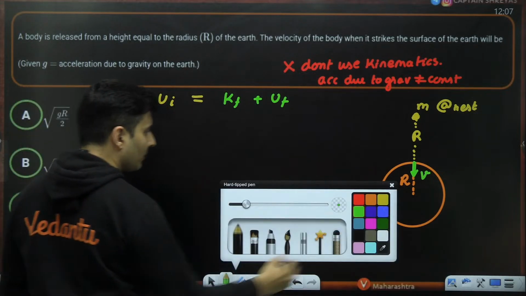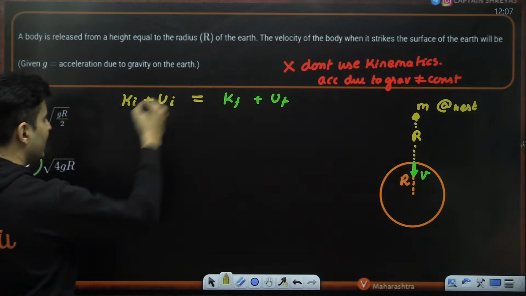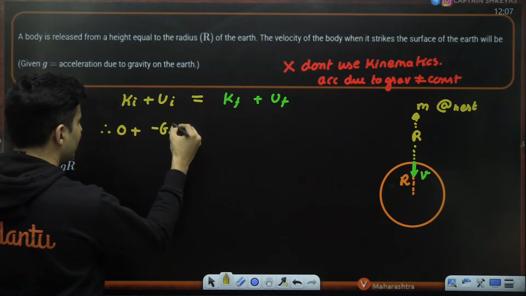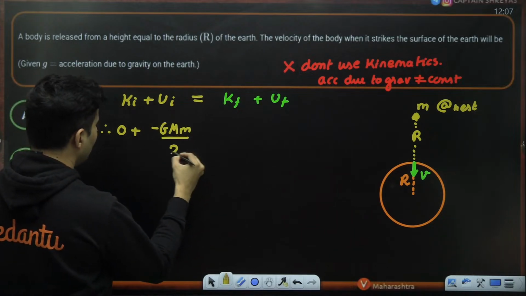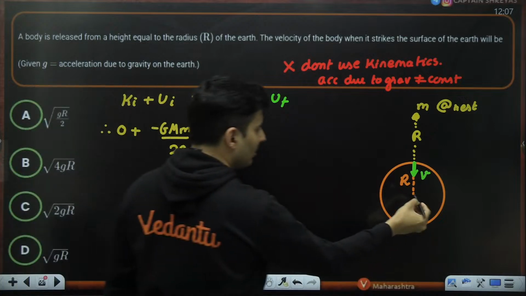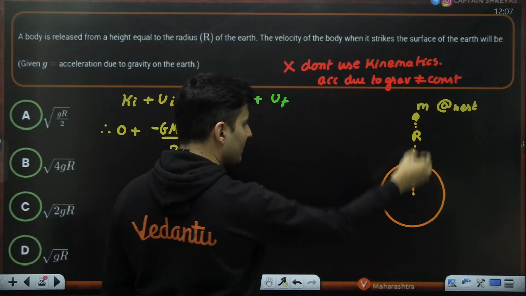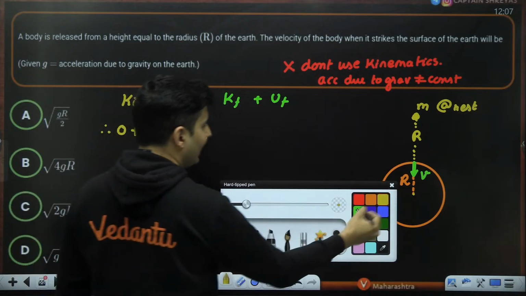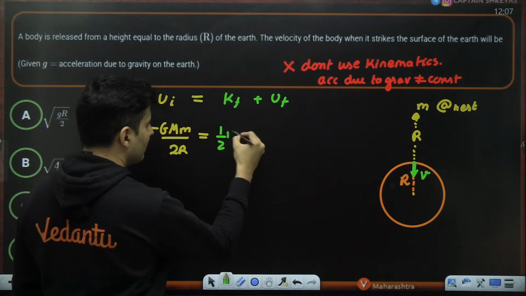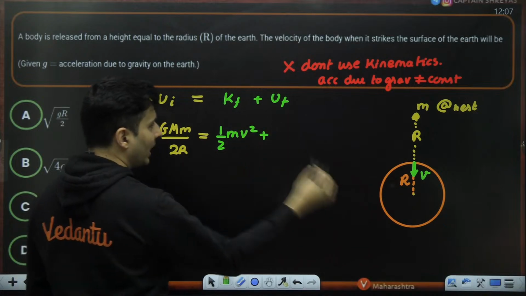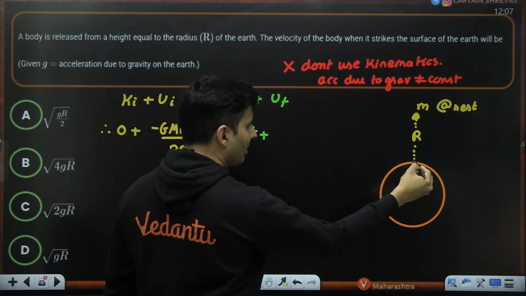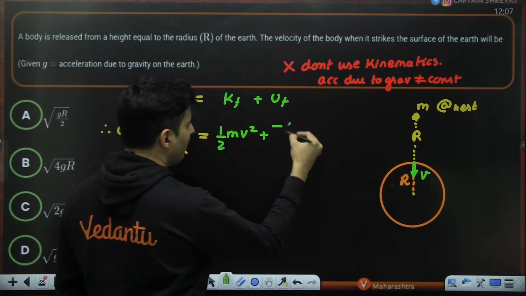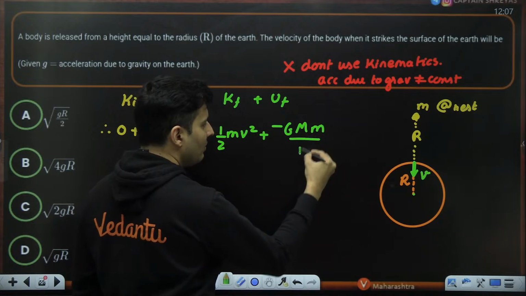Energy conservation. Initially, the mass is on the top at rest, so zero kinetic energy. Potential energy will be minus GMm divided by 2R. Why 2R? From this point to this point, total distance is R plus R, which is 2R. This is equal to, when it hits the surface, the kinetic energy, half mv square. Potential energy on the surface, think the mass is here, the center of the earth is here, the separation is R, so it will be minus GMm divided by R.